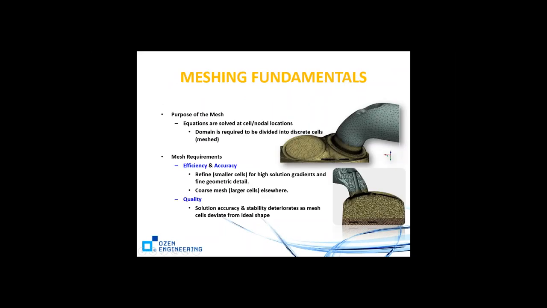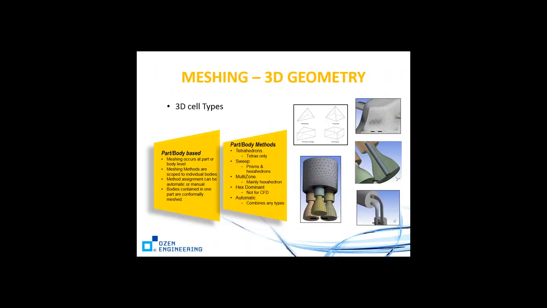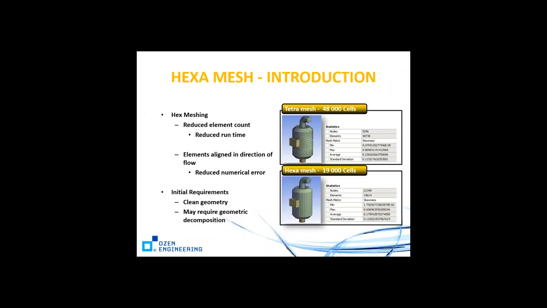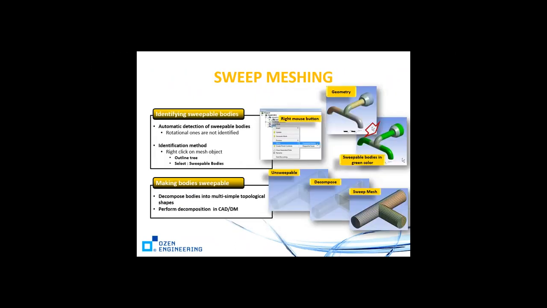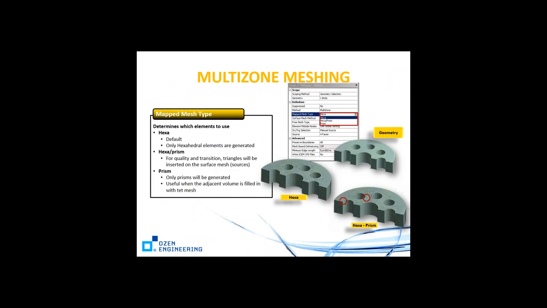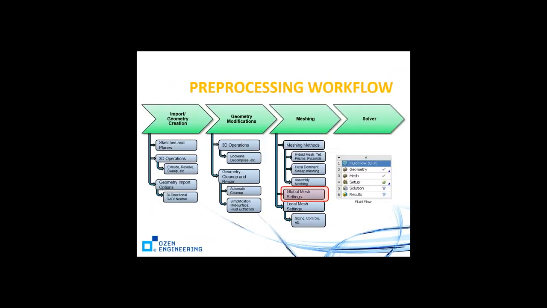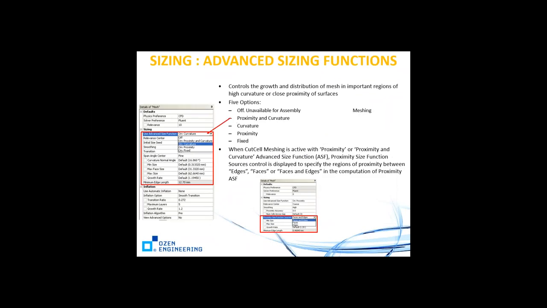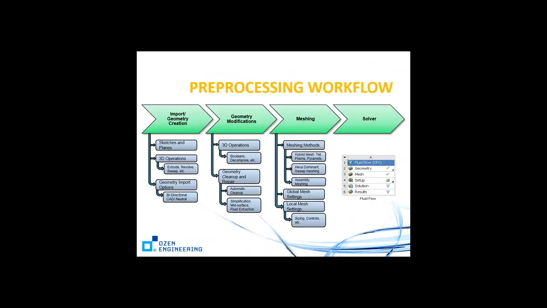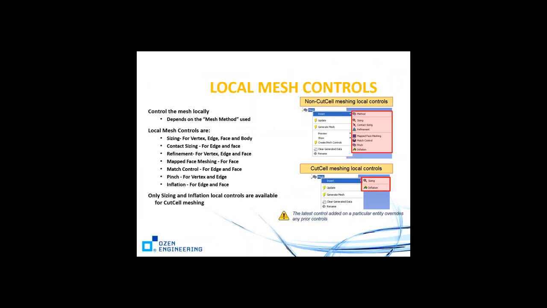All right. Fast forward to local mesh controls. It's a quick review of what you have done in the past 20 minutes. So, local mesh controls. After you specify the global mesh controls, you can go in and locally specify sizing, contact sizing, refinement, mapped face meshing, match control, pinch, and inflation. All of these are called local mesh controls.